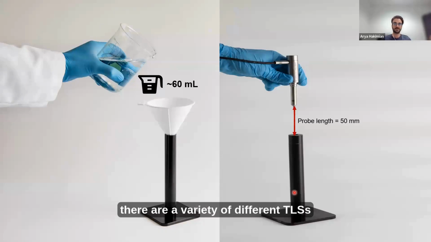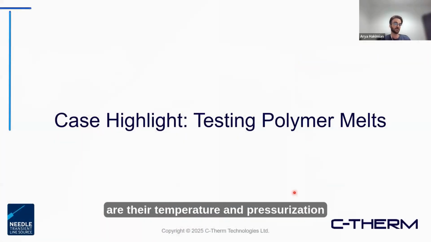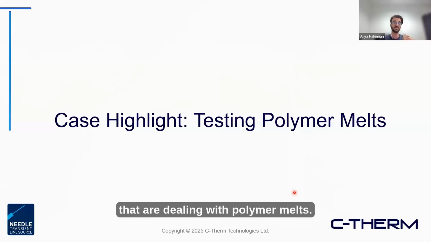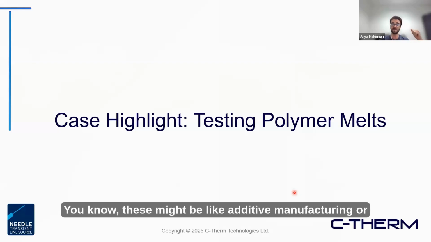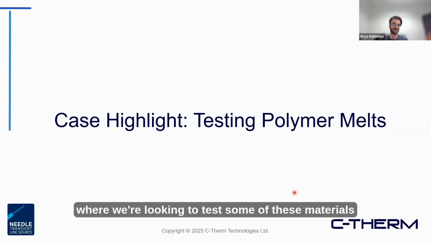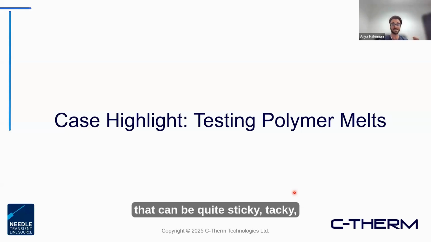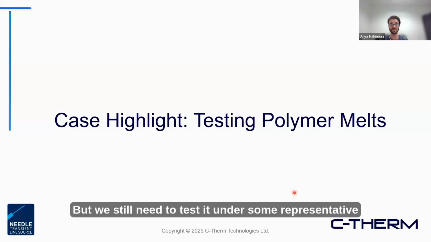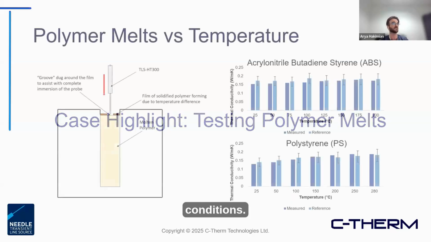Now, there are a variety of different TLSs that exist on the market. But one of the really unique advantages with the ones that we have on Trident are their temperature and pressurization capabilities. And this is something that we've seen being of interest for groups that are dealing with polymer melts. These might be additive manufacturing or injection molding applications, where we're looking to test some of these materials that can be quite sticky, tacky, maybe something that's not very easily testable with other approaches, but we still need to test it under some representative conditions.